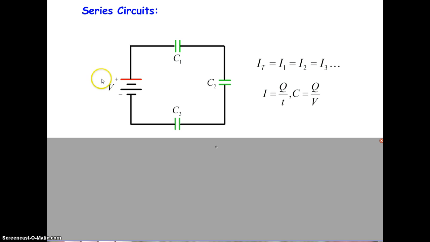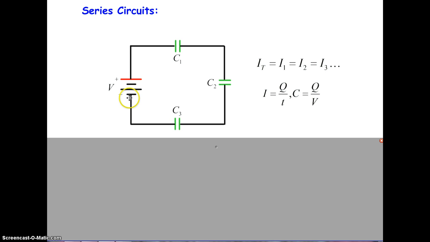This circuit has a potential difference created by a battery. This is a symbol for a battery. Long line, short line, long line, short line. And in the battery symbol, the long line represents the positive terminal of the battery, and the short line represents the negative terminal of the battery.